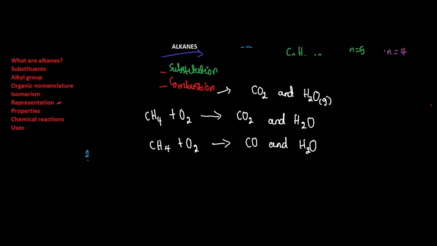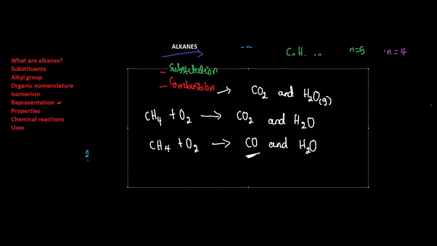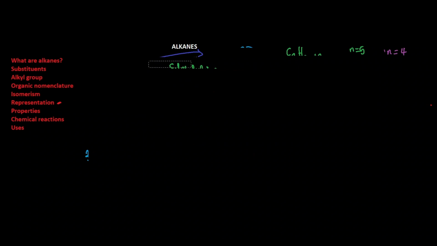And that's why we're always advised to burn fuel in a well ventilated place where there is abundant oxygen, because otherwise we would form carbon monoxide, which is actually a toxic gas and it could cause suffocation. Now, what I want us to take note of under combustion is the general formula for combustion. Now we're going to do a bit of derivation for this.